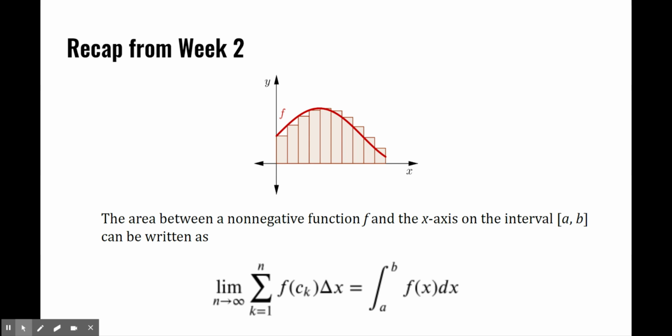Recall from previous lessons that the area between a non-negative function and the x-axis on the interval a to b can be written as the limit of a sum of rectangles as the number of rectangles approaches infinity. And this can be written in our newer compact integral notation. Notice that this result holds for a non-negative function, that is, a function that never lies below the x-axis, like the one pictured. In the first two lessons, we have been careful to present you with examples of functions that were above the x-axis.